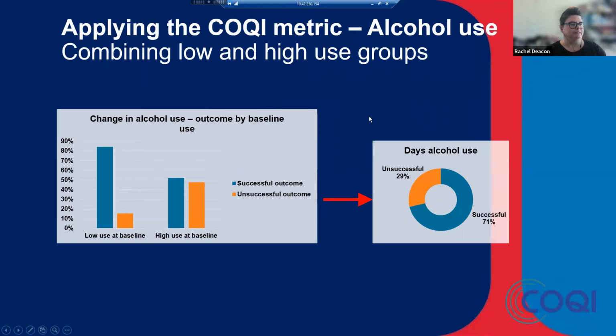And so then we step into combining the outcome groups into successful and unsuccessful outcome. And then finally, combine the low use at baseline and high use at baseline groups to get an overall graph. The graph on the right-hand side shows, from the change in days of alcohol use within our sample of 108 people, who's had a successful outcome in terms of alcohol use or who's had an unsuccessful outcome. And we can see here that nearly 3/4 had a successful outcome in terms of their alcohol use.